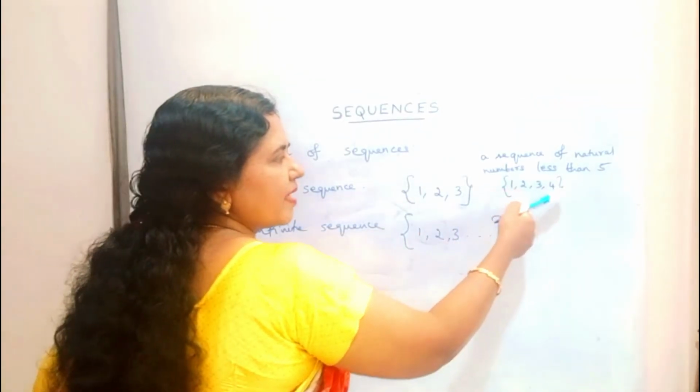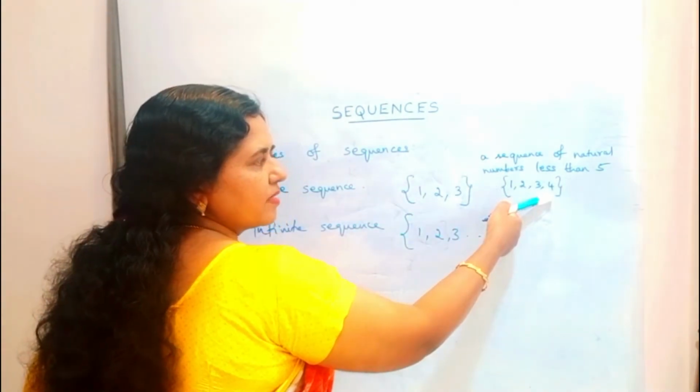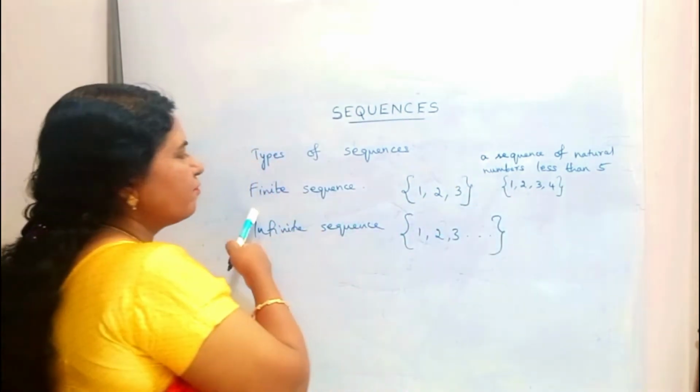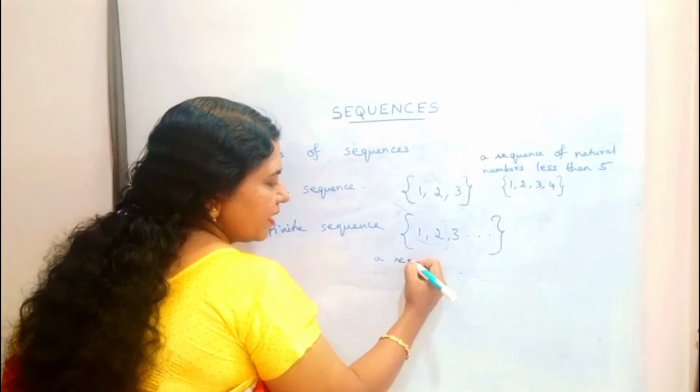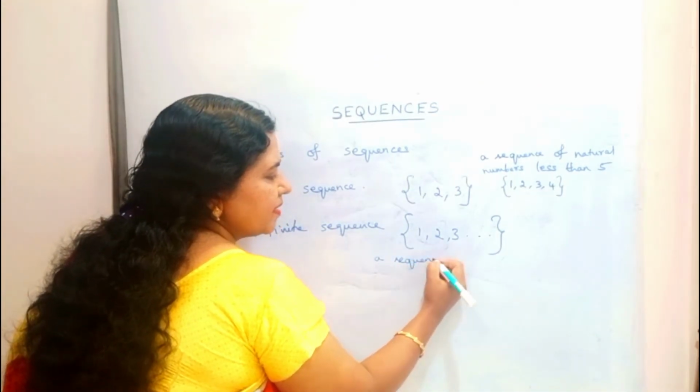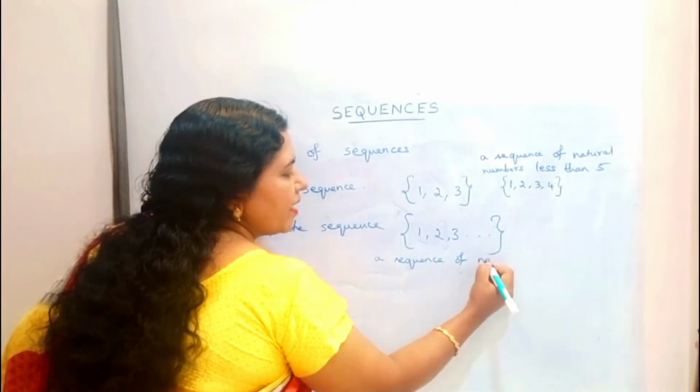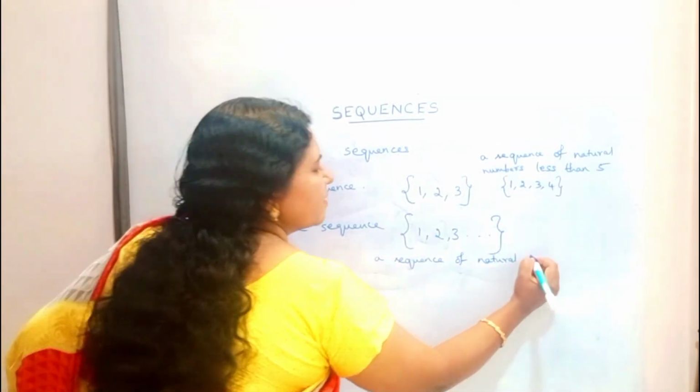In this case there is an end to the sequence, so this becomes a finite sequence. Now in the case of an infinite sequence, we can consider this example, that is, a sequence of natural numbers.